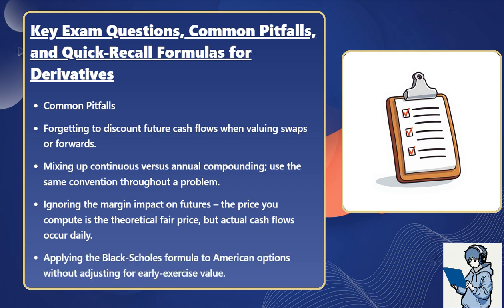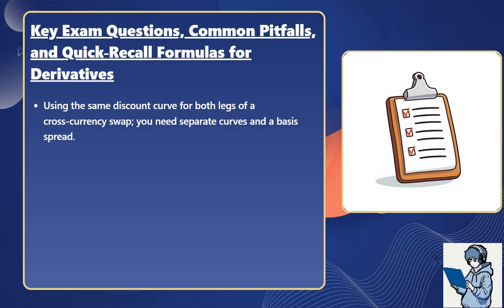Applying the Black-Scholes formula to American options without adjusting for early exercise value. Using the same discount curve for both legs of a cross-currency swap, you need separate curves and a basis spread.